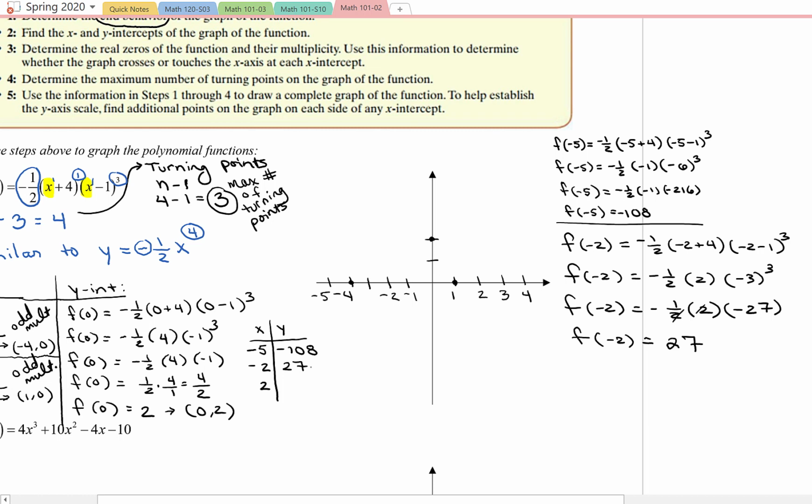Now that is kind of a high value, but you know what? I'm going to just extend my y-axis a little bit here, and we're just going to estimate it and say, let's just pretend 27 is right here. This isn't necessarily the maximum value. It could go higher than this point, but this is a pretty high point for me already.